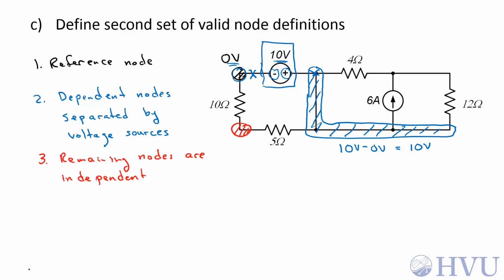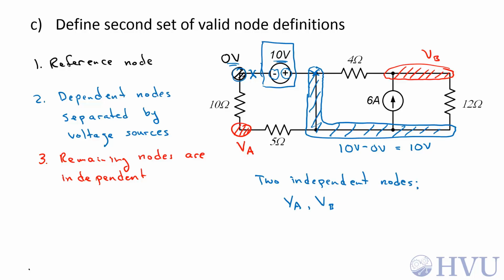This node is going to be independent. I'll call that VA, and this is my only other node. It'll be independent. I'll call that VB. Again, I end up with two independent nodes. I've chosen to call them VA and VB, but they're not necessarily the same variables as they were on the previous section of this example.